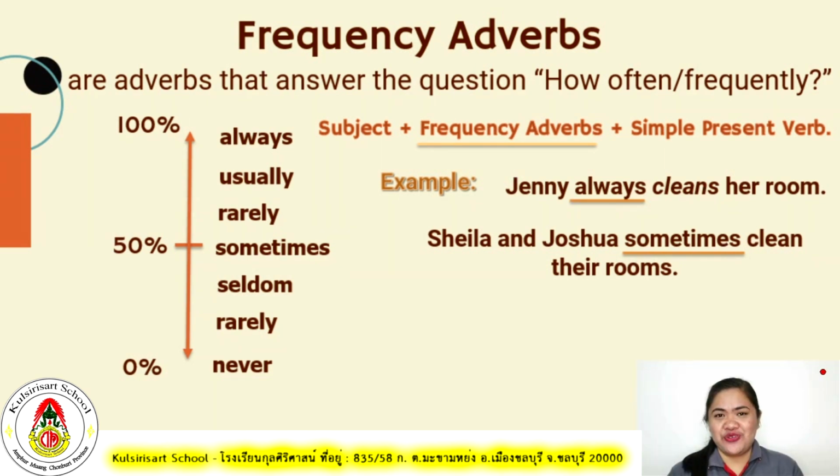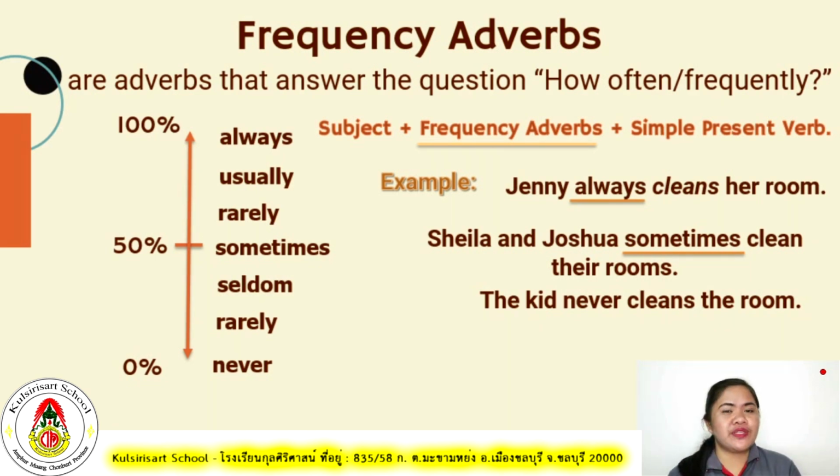Okay, next. Our third sentence is, the kid never cleans the room. So, what do you think is the frequency adverb in this sentence? Very good. The frequency adverb is the word never. As you can notice, we have the subject, the kid. How many kids do we have? One or many? Very good, only one. That's why the verb has S. Because rule number one says, sentence with singular subject, verb plus S. So we have clean plus S becomes cleans.